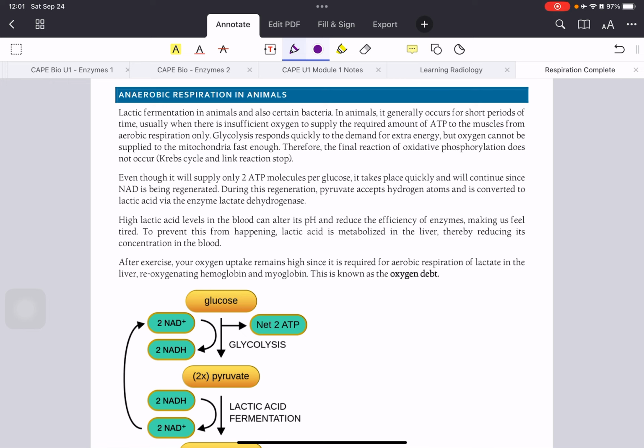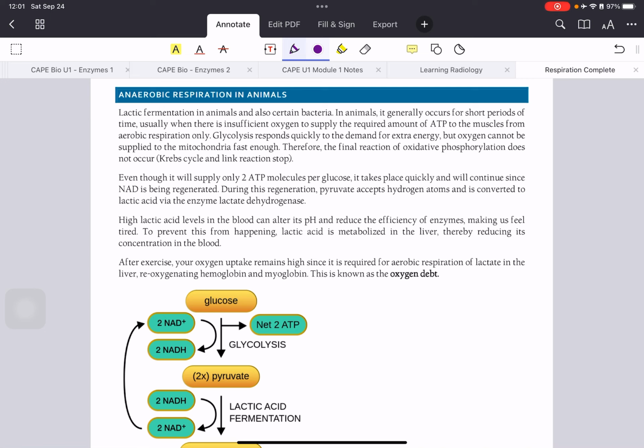So it's very similar, right? Except for what happens to pyruvate at the end. Okay, so in certain situations where you want ATP to be made quite rapidly, you would depend on anaerobic respiration. And you know about this since Form 5, right? So glycolysis can happen very quickly without having to go through the whole electron transport chain, which takes quite some time, right? So even though it would supply only 2 ATP molecules, it will take place quickly, and since NAD will be regenerated, it can keep going, right?